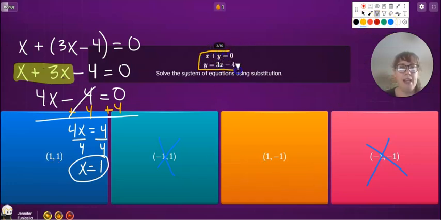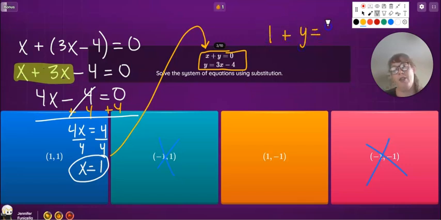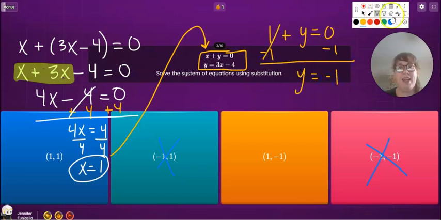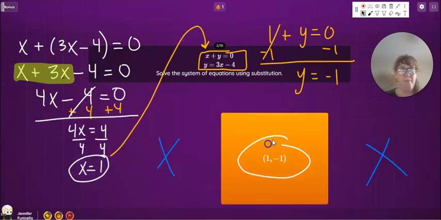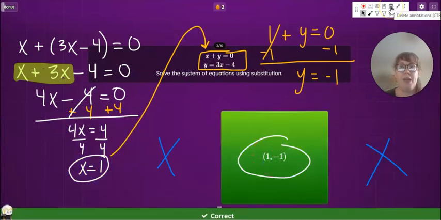So we can look back at either of our first equations and take 1 for x and plug it in. So 1 plus y is 0. So what plus 1 gets us 0? Well, if we subtract 1 on both sides, we'll see that y has to be negative 1. So here is our answer, 1 comma negative 1. Go ahead and select that when you're ready.